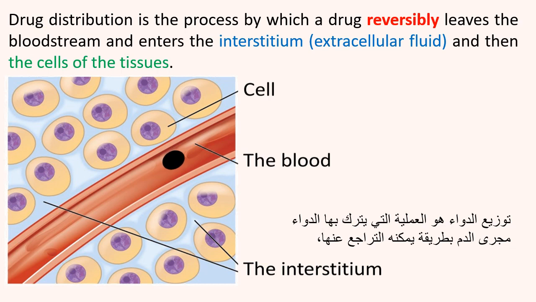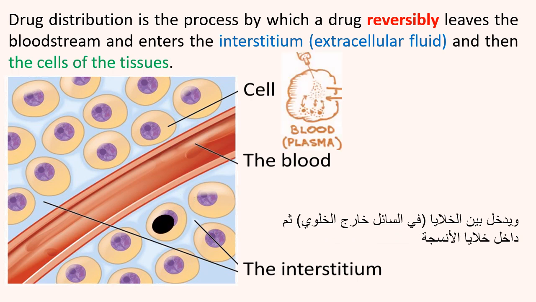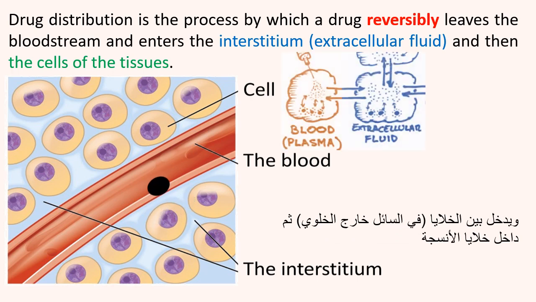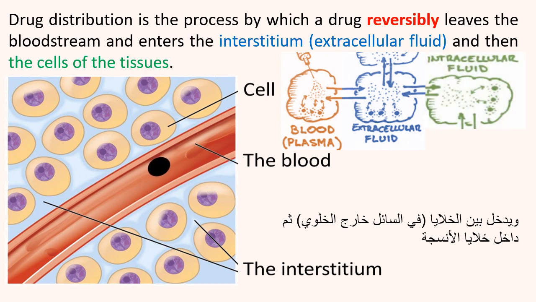Drug distribution is the process by which a drug reversibly leaves the bloodstream and enters the interstitium, extracellular fluid, and then the cells of the tissues.